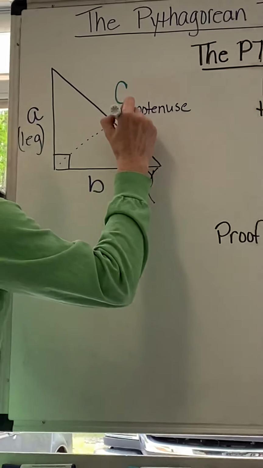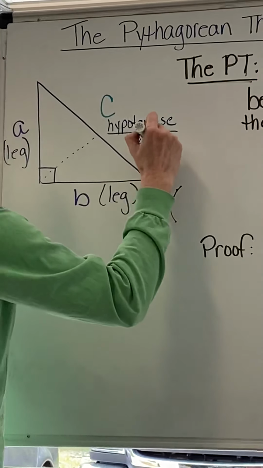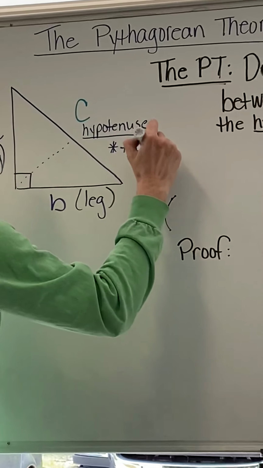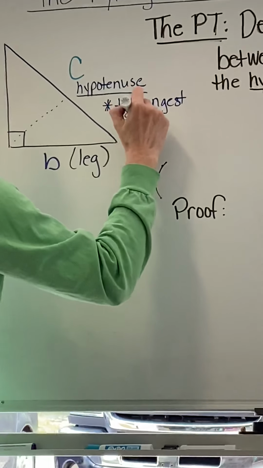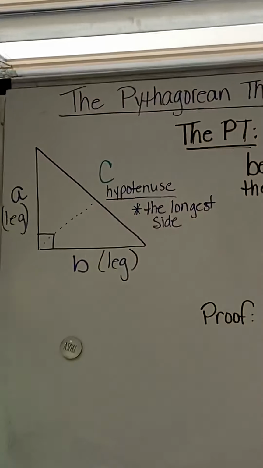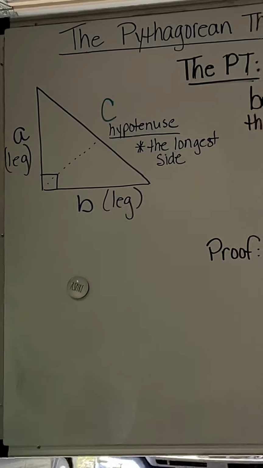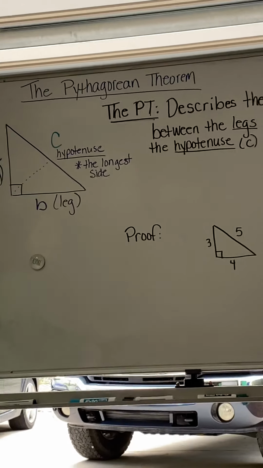And here's an important thing about the hypotenuse. The hypotenuse of a right triangle always has to be the longest side of the triangle. We'll come back to that in just a little bit, because that's super important about how you can figure out if you're doing the right thing. You have to make sure your C side is the longest side.